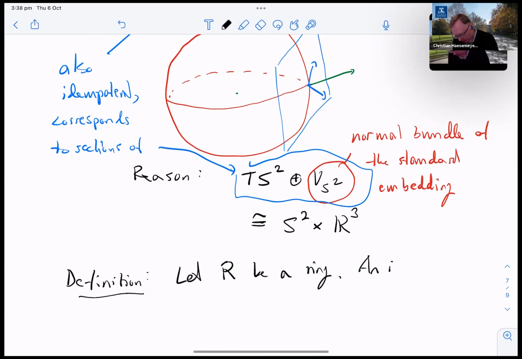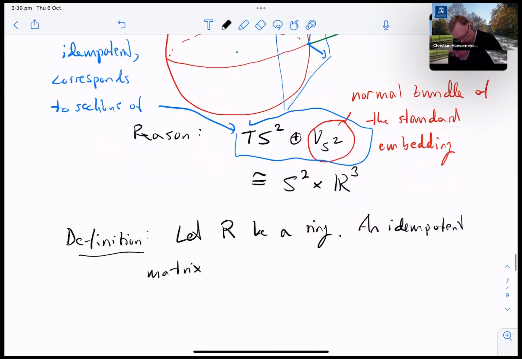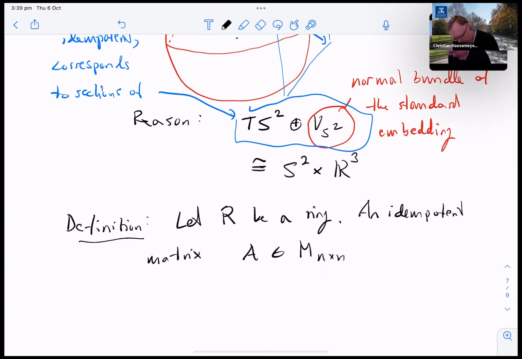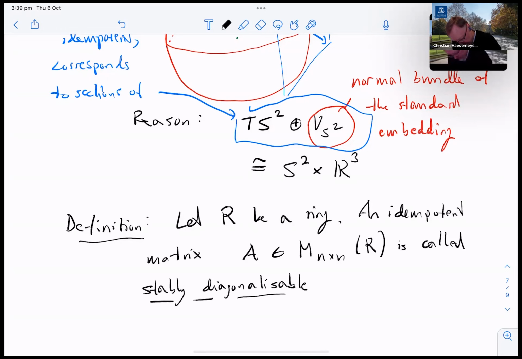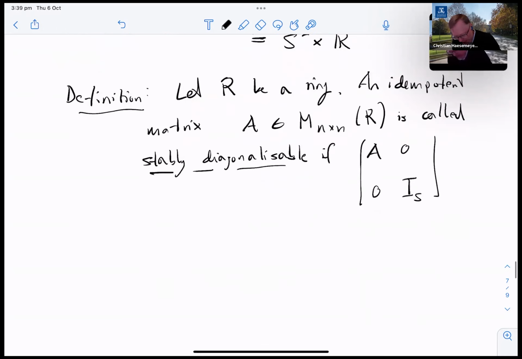An idempotent matrix A, which is some n by n, some square matrix, where n is just some natural number, with coefficients in R, is called stably diagonalizable if the block matrix that has one block of A and one identity block of some size S is diagonalizable for some natural number S. Okay.